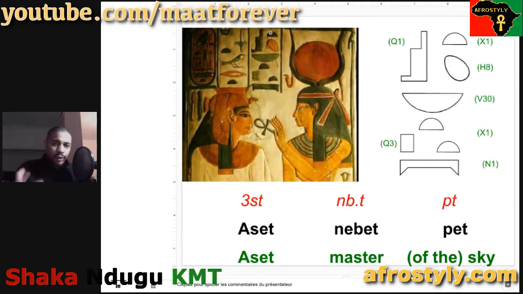With the X1, Guardian X1, the T sound, you have Aset. This is an egg, and this is an ideogram. It is not pronounced. So we have the name of Isis or Aset. Isis is obviously the Greek. The second word that we have here is Nebet. This is the feminine of Neb.